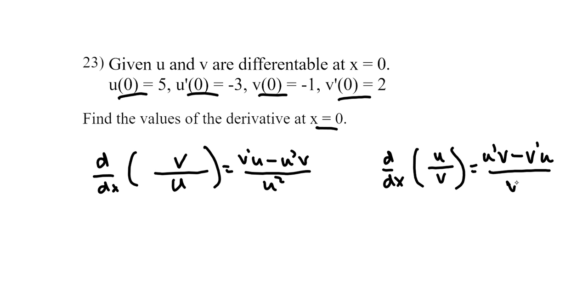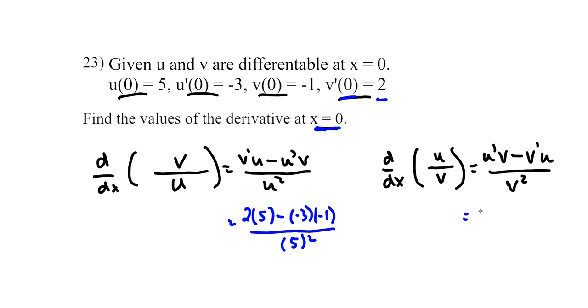Now, in each one of these cases, you will get a different answer. Notice how there are different things because we're taking the derivative of different functions. So there are different answers depending on the quotient you have and the functions you have as well. And so how do we solve this? Well, once you write this out, now we're going to plug in the values. So v prime of 0 in this case is going to be 2. So we have 2 times u of 0, which is 5, minus u prime, which is going to be negative 3, times v of 0, which is negative 1, all over u squared. U squared is going to be 5 squared.